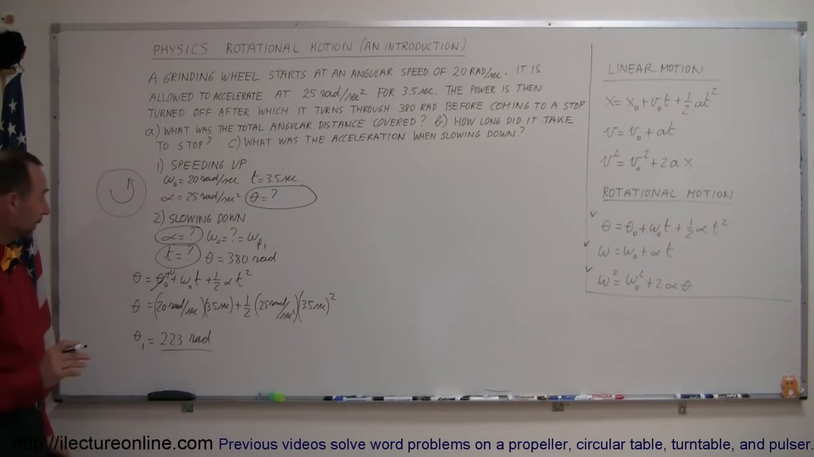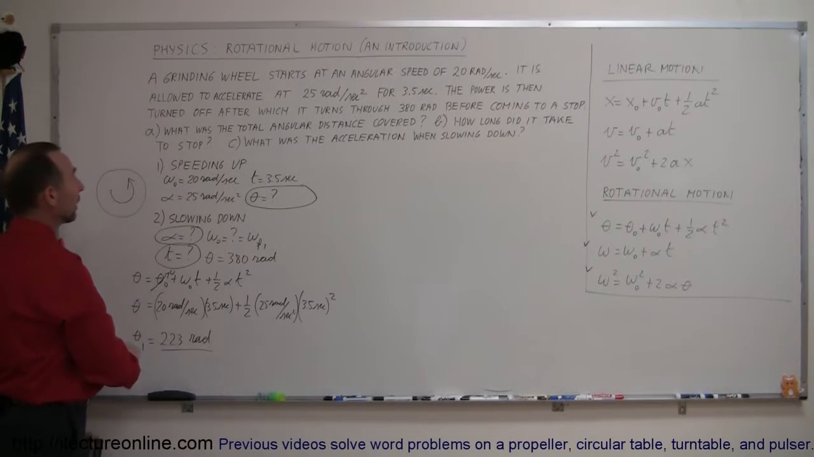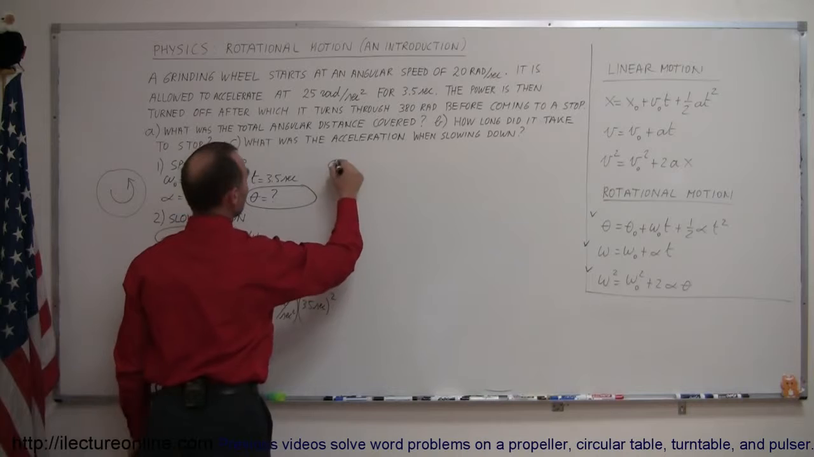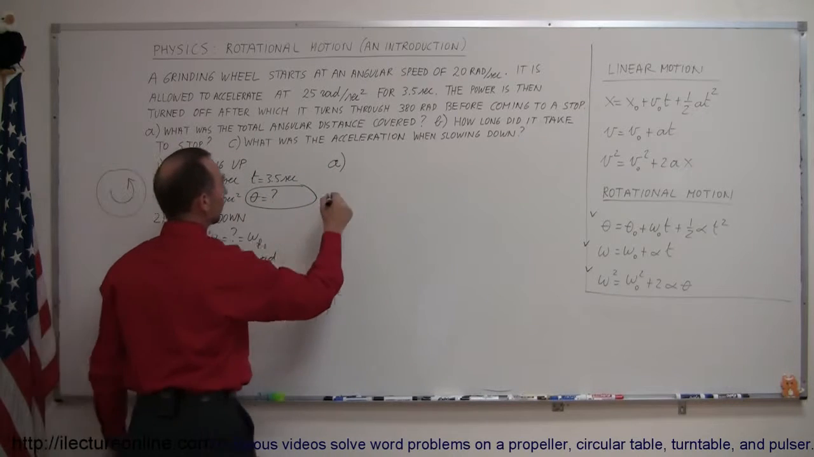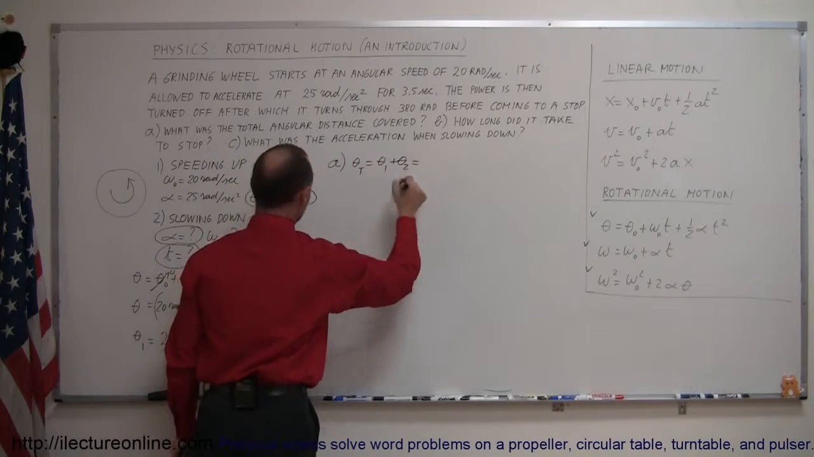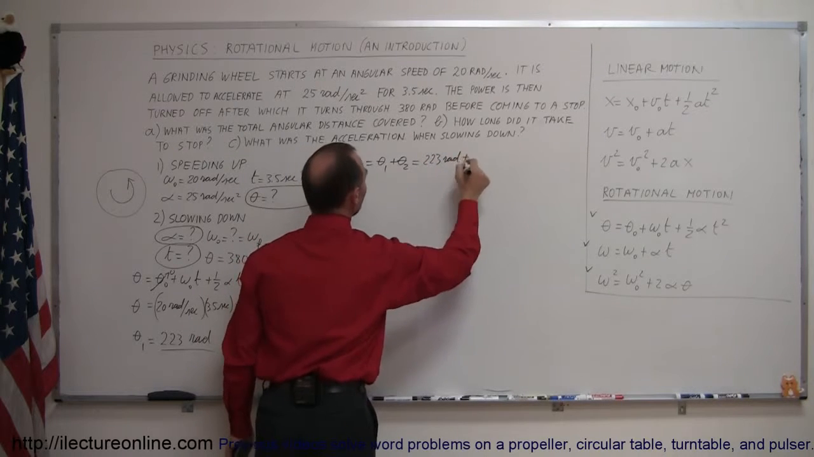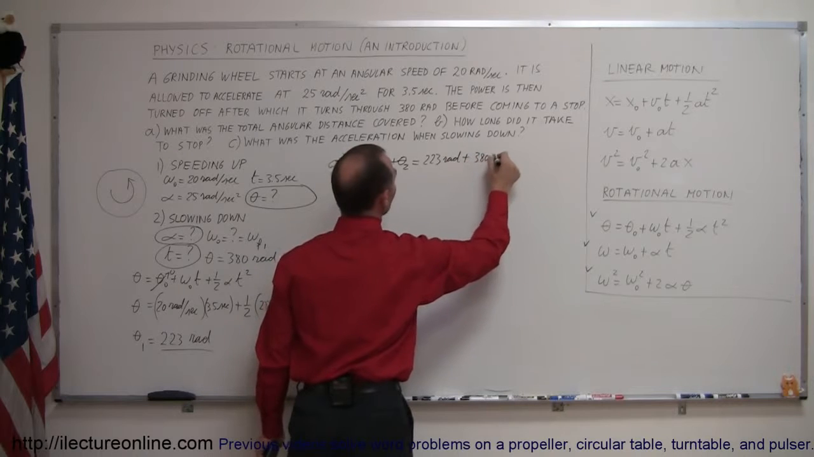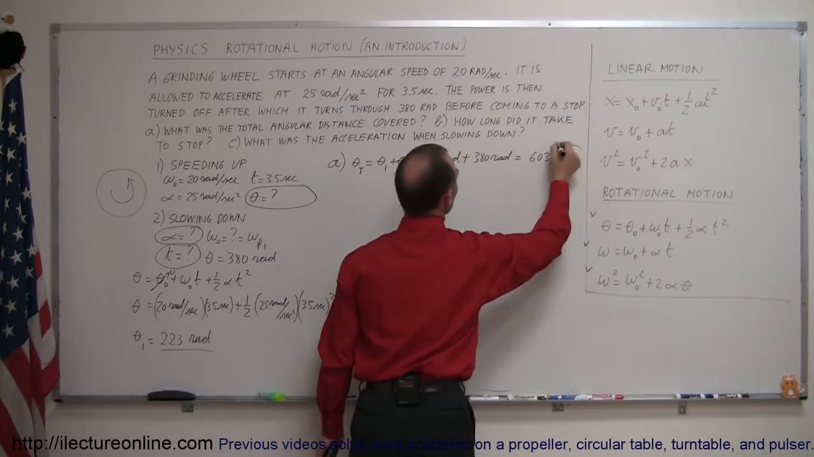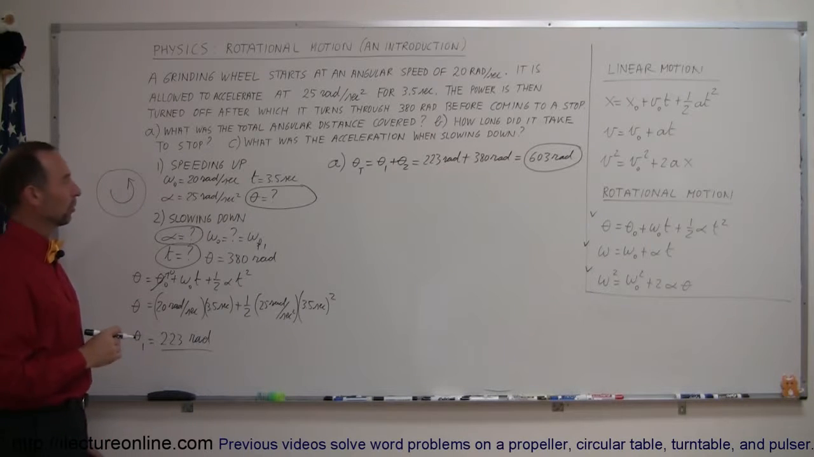During part 1 of the problem, when the wheel is speeding up, we cover a total distance of 223 radians. On the way down, when we're slowing down, we cover a distance of 380 radians. So for part A, they want to know what was the total angular distance covered. Theta total is equal to theta 1 plus theta 2. Theta 1 we just found, 223 radians. Theta 2 was given, that's 380 radians. So that's a total of 603 radians, the total angular distance covered while the wheel was speeding up and while the wheel was slowing down.